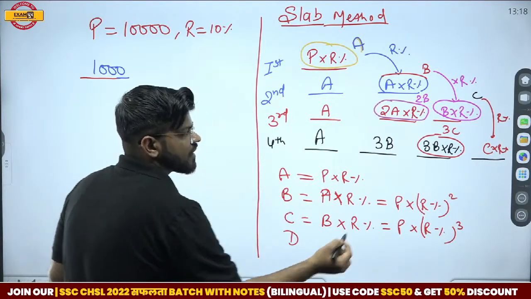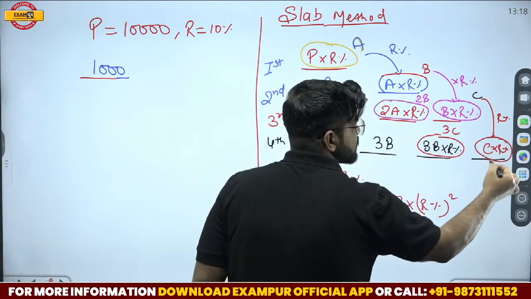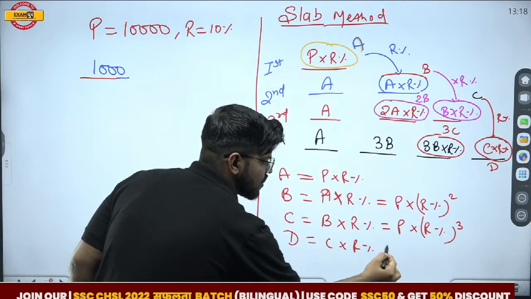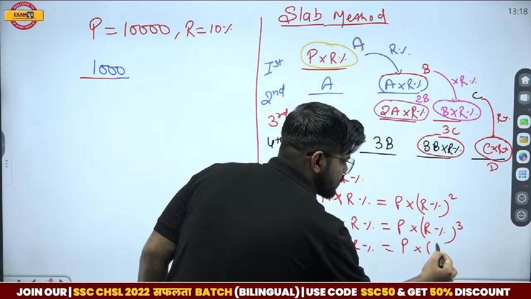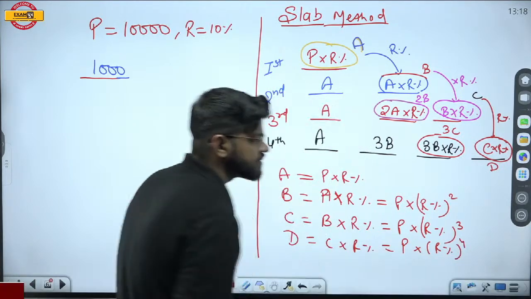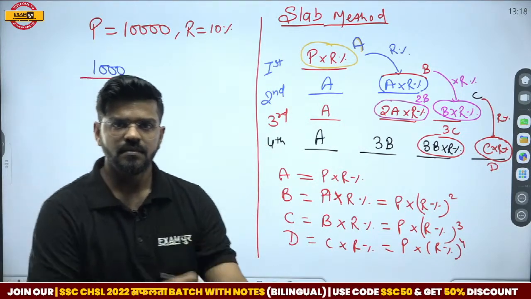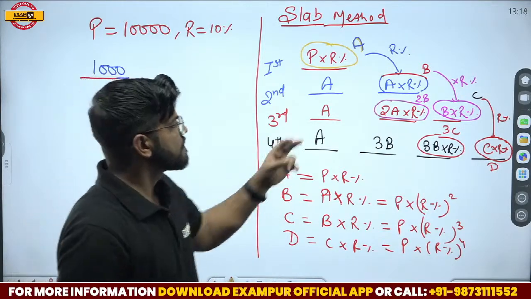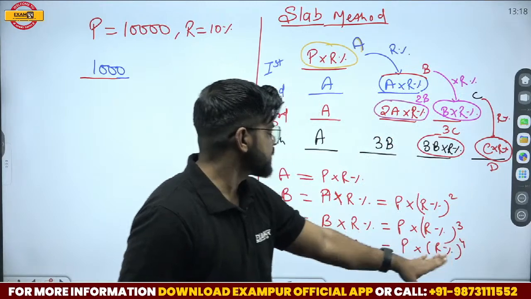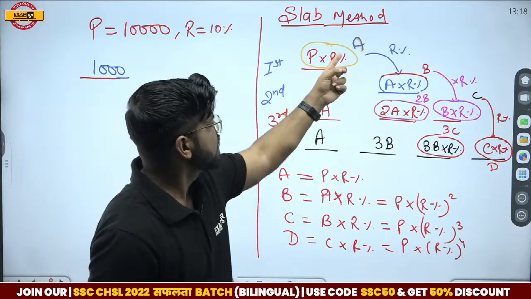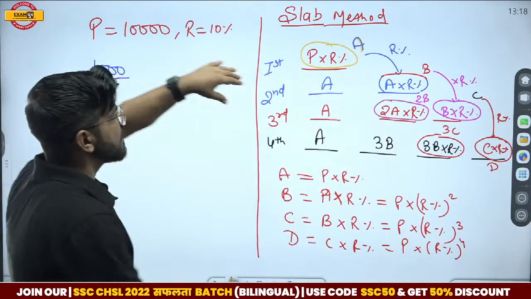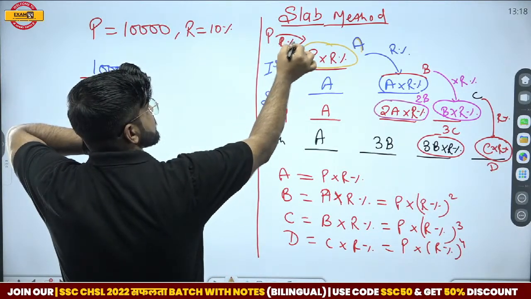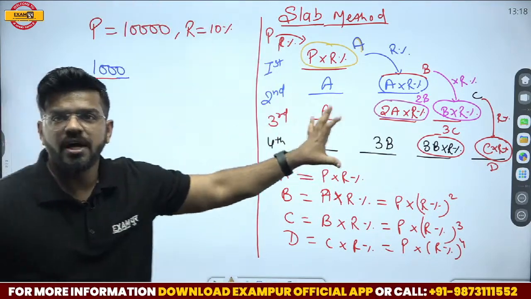Now D, if I have not talked about D here, we can write it D. So D is what? C into R percent, or P into R percent to the power 4. Clear? Clear to each and everyone? Okay, so it is nothing but R percent and R percent, like this only. R percent square, and R percent of P here. So this is what the chart looks like.